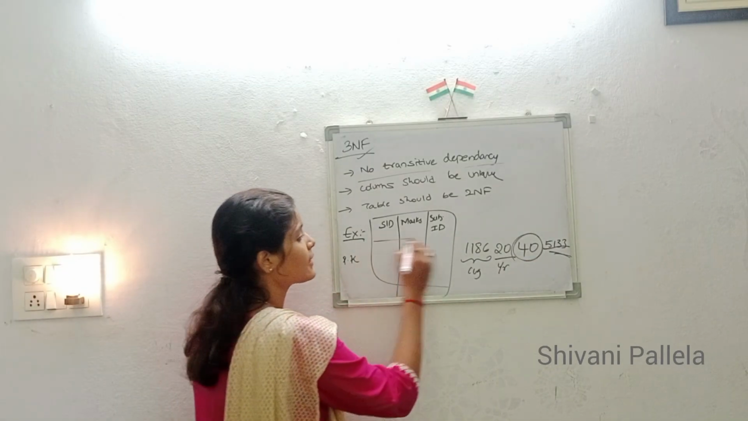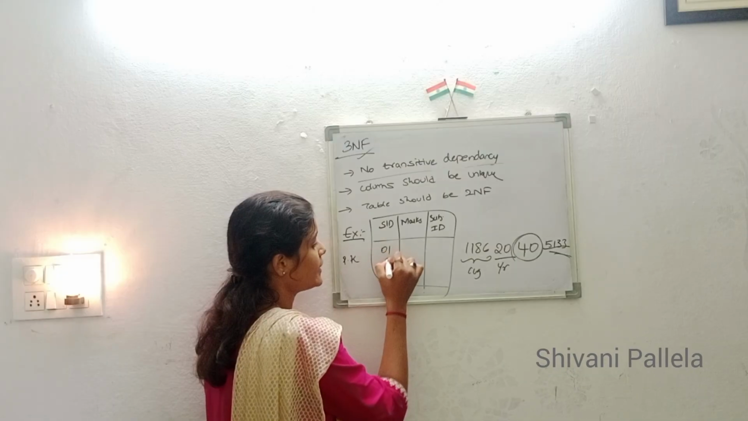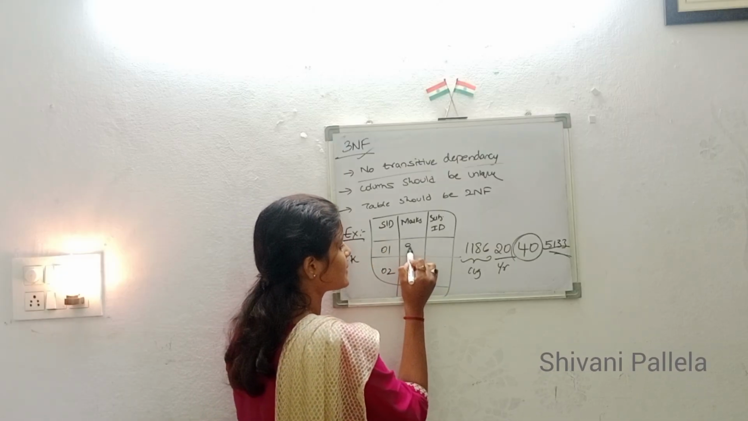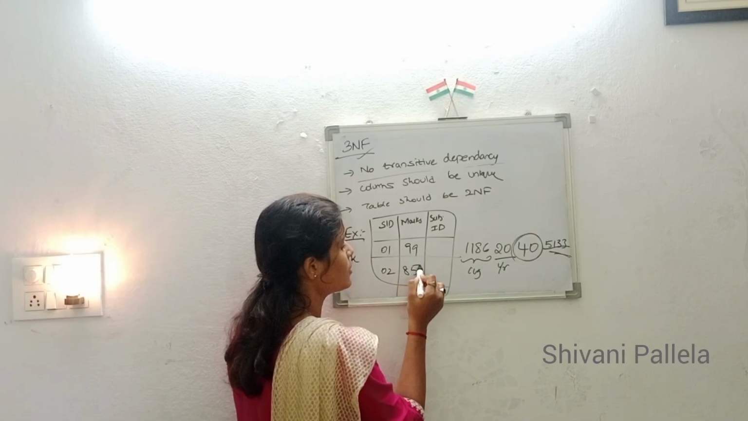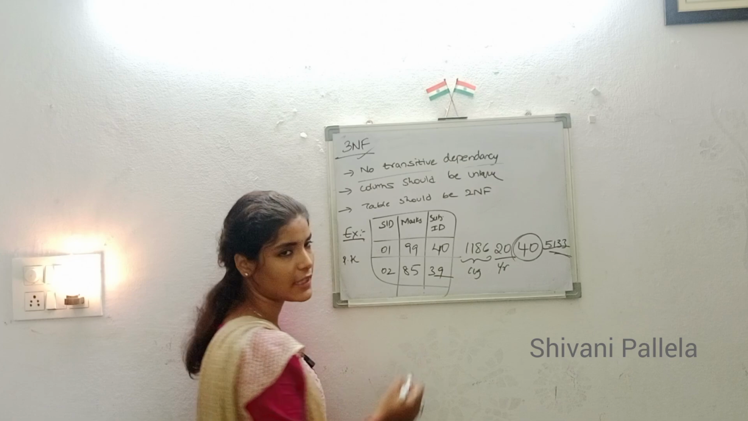For example, if I enter hall ticket number 1 and hall ticket number 2, I will get the marks. She scored 99, she scored 85, and her subject is BCom, and for BSc that is code 39.